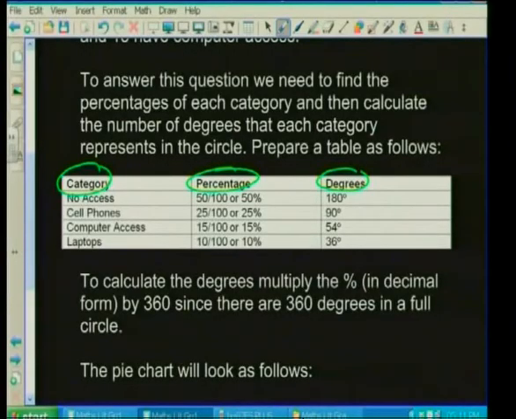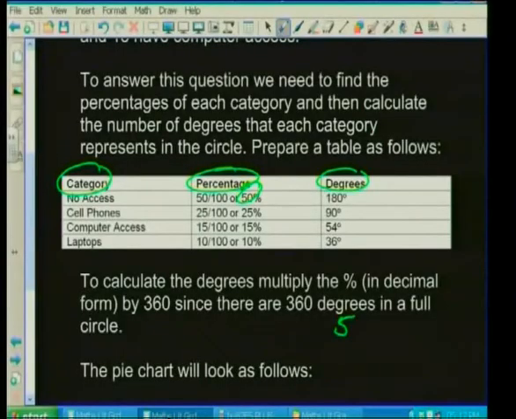And from the information, they said 50 of 100 of those students have no access. In other words, 50% of the students have no access. Now, how do we show 50% in a pie chart? Well, a pie chart is not broken up into percentages. It's actually broken up into different degrees. So how many degrees are in a circle? 360. Absolutely.